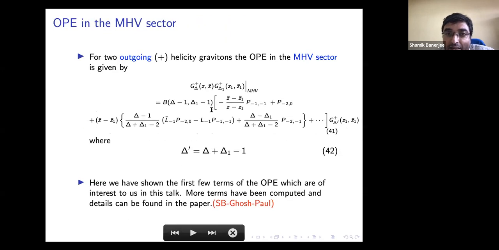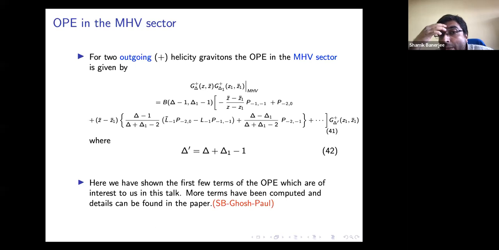So this is one example of the OPE. These are all outgoing, corresponding to, say, epsilon equal to plus 1, but you can also have mixed OPEs, and they can be done in the same way.